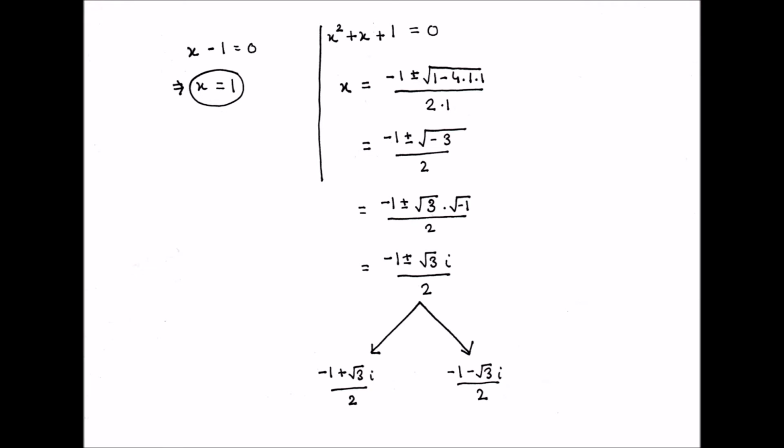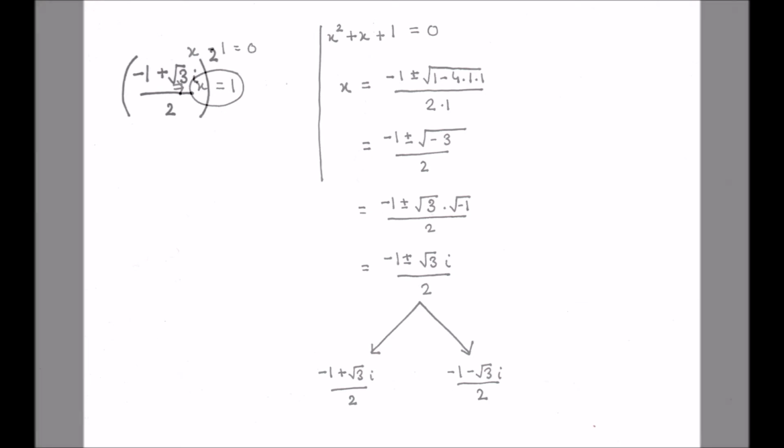Now since this has i, it can be written in the form a plus ib, and thus it is a complex number. And now the fun part begins. If we square the value on the left hand side, we get the value on the right hand side, or if we square the value on the right hand side, we get the value on the left hand side. Let me show you what I mean really quickly.